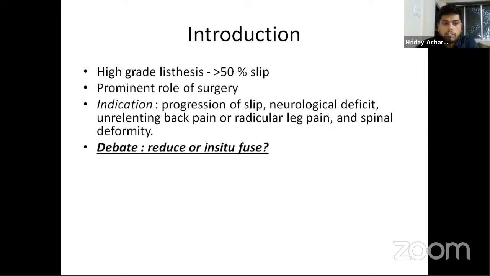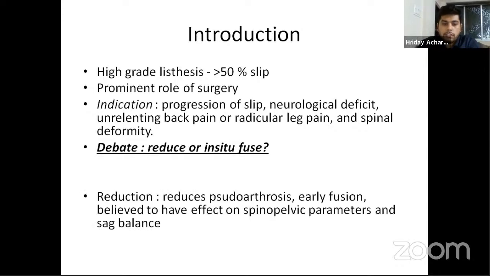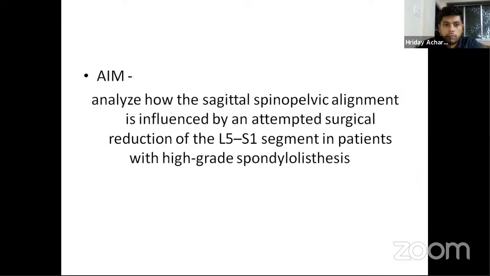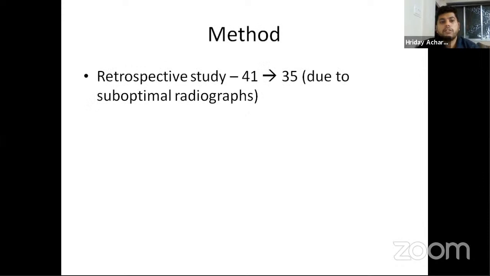Now, this debate is always about should we reduce or fuse in situ. The advantages of reduction, as we discussed, are that it reduces the chance of pseudoarthrosis because it gives a bigger surface area and helps in early fusion. It is also believed to have an effect on spinopelvic parameters and the sagittal balance. The aim of this study was to analyze sagittal spinopelvic alignment that is influenced after an L5-S1 reduction of a high-grade listhesis. So it was a retrospective study.